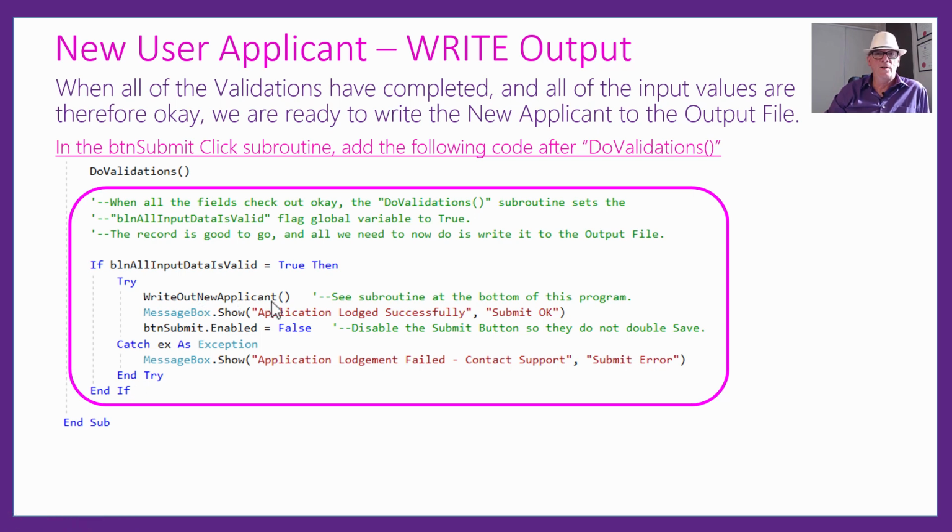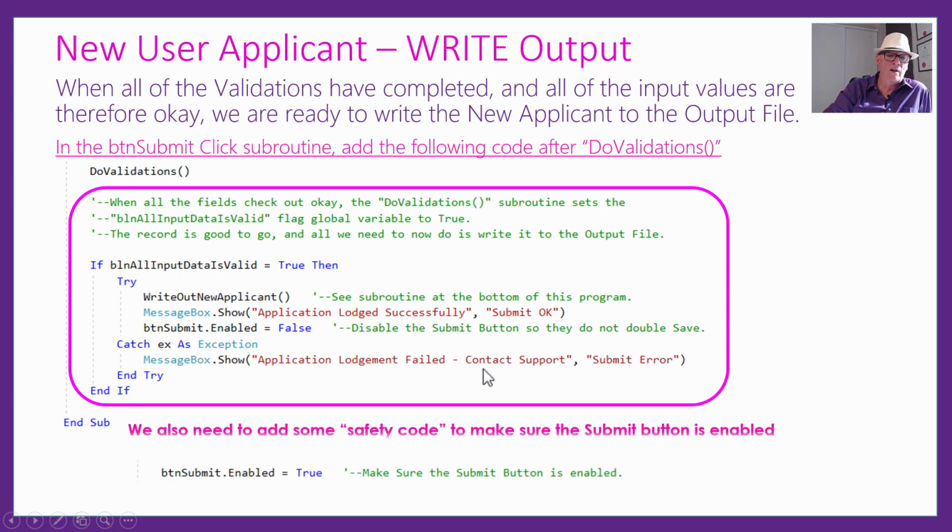And also, so that they're not just keep clicking the submit button or anything, we need to give them a message, application lodged successfully. And we also need to set button submit enabled to false, because if they keep clicking it, it's going to tell them they're a duplicate user ID and all this stuff like that. So once it's been lodged and written their record out, we just set the button enabled to false so they can't keep clicking the button. If something goes wrong with that whole process, we want to catch the exception and say something failed, contact support, there's some sort of submit error on that.